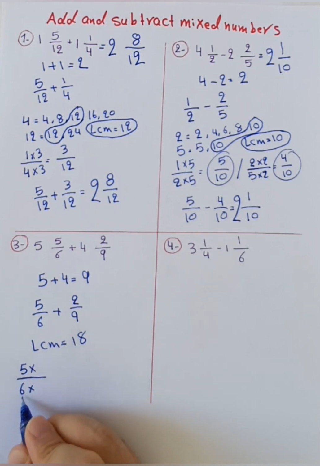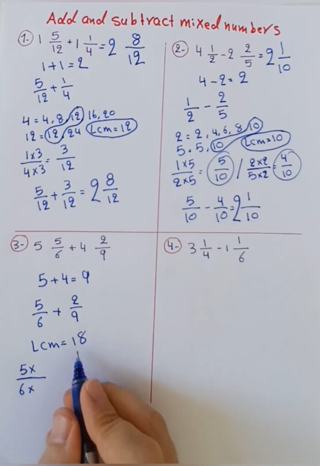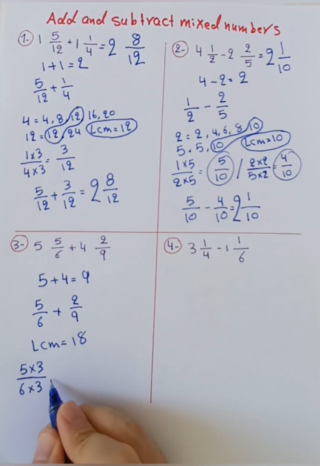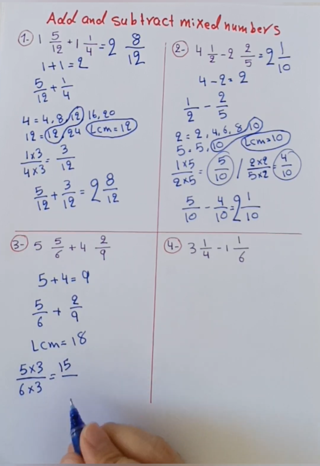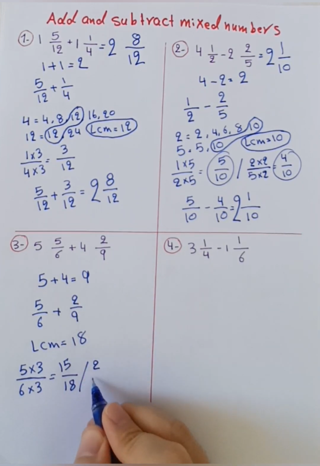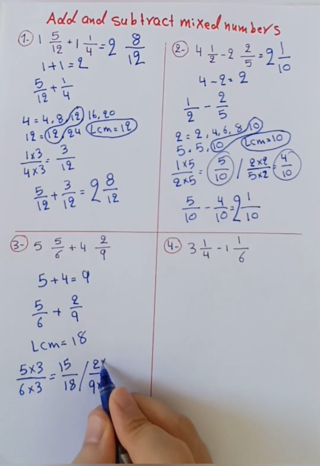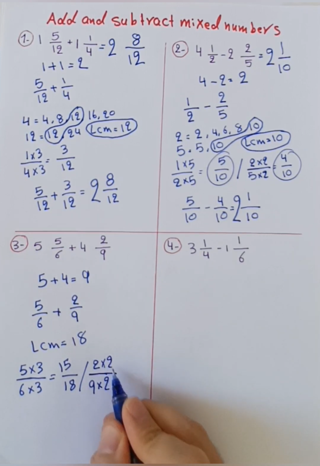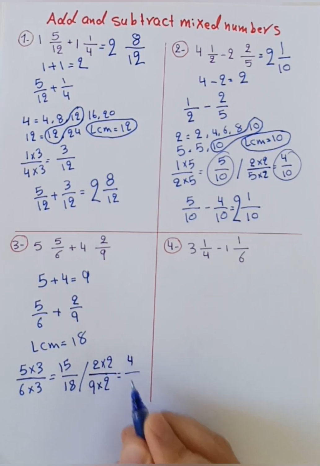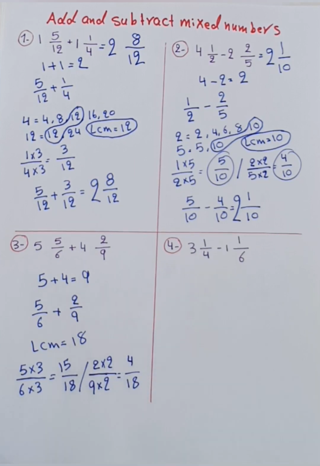We have to think, 6 times what number equals 18? Times 3. We have to multiply both numbers by 3. 5 times 3 is 15. 6 times 3 is 18. The second fraction we have is 2 out of 9. We have to think, 9 multiplied by which number equals 18? By 2. 2 times 2 is 4. 9 times 2 is 18.